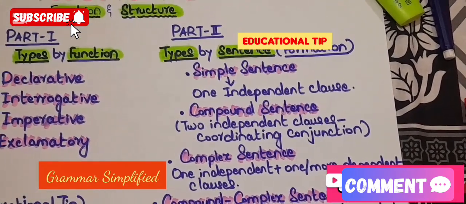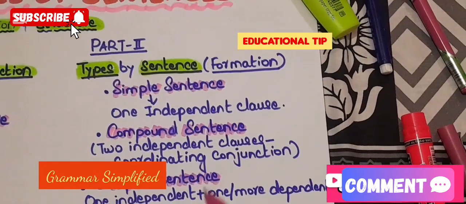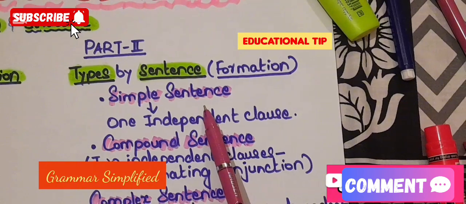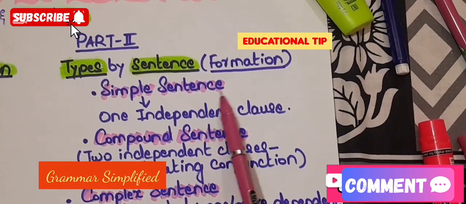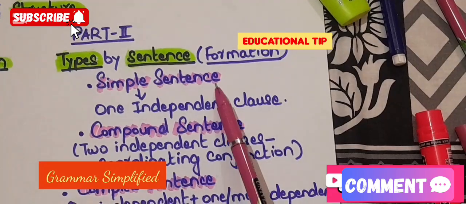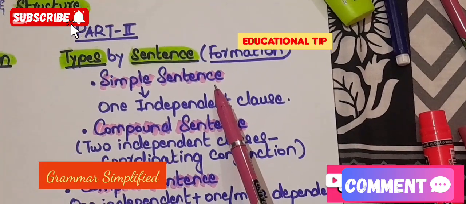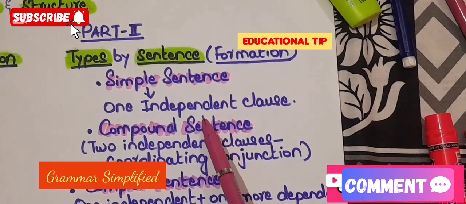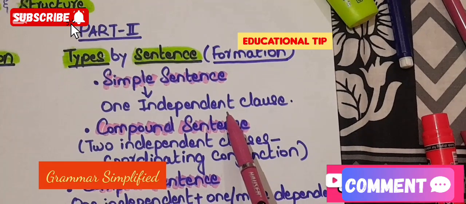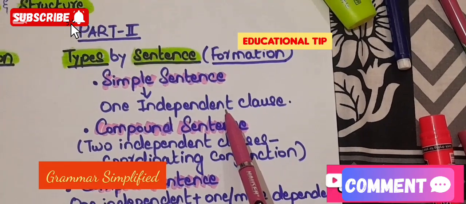Whereas the second part says types by structure, like formulation of your sentences. Now, these are based on how many clauses the sentence has and how they are connected to each other. The first type is a simple sentence with one independent clause. It specifically has an idea with a subject and a verb.